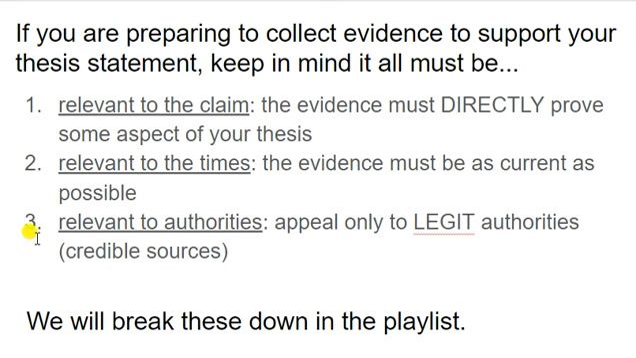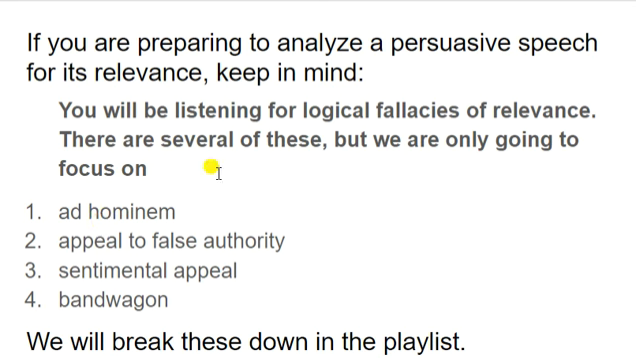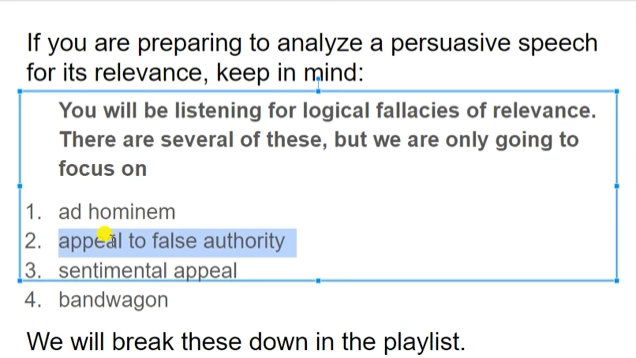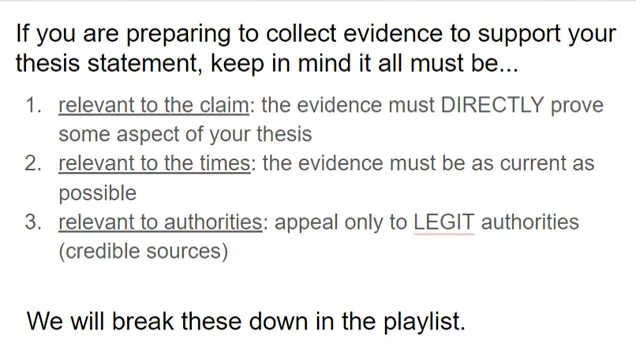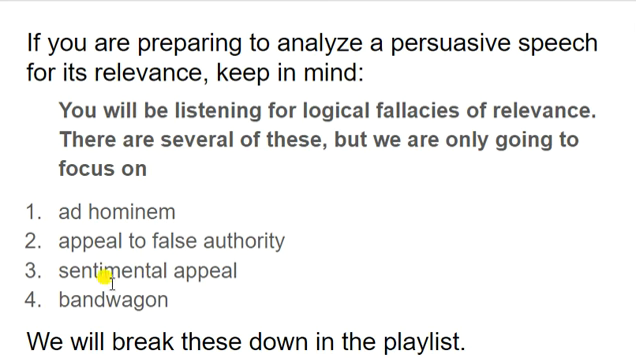And 3, make sure that your evidence is relevant to the authorities. So you need to appeal only to legit authorities or credible sources, okay? So remember when we learned in a previous playlist about fallacies of relevance, okay? One of them was appeals to false authority. So if you quote somebody in your evidence who is an authority in a field completely separate from what you're talking about, okay, that would be an appeal to a false authority. We, of course, learned about those before because I want you to avoid these in your own argument.